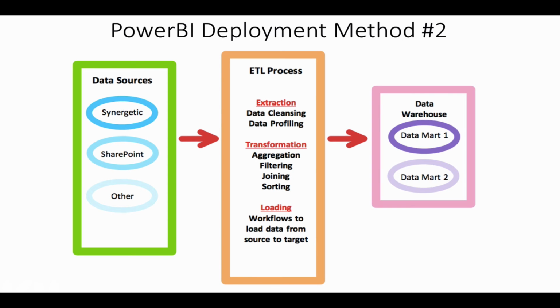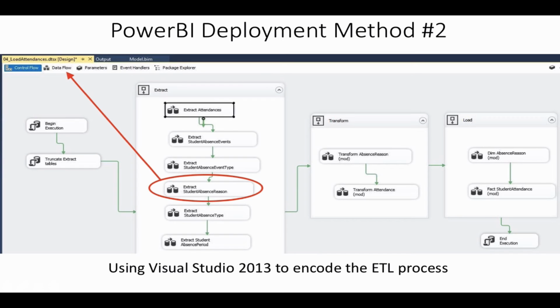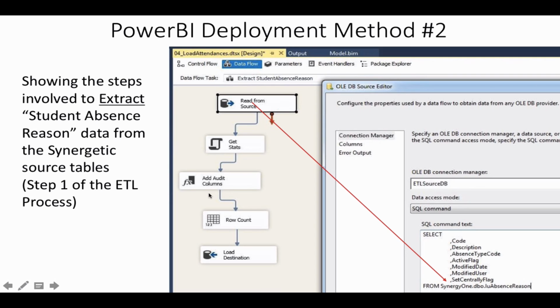So what does this look like in practice? Here we are using Visual Studio 2013 to essentially encode the ETL process, and you can see each of these tasks or like a little job that runs, and inside each one there are subtasks which do this. So here we are extracting the student absence reason from the production database. To narrow down on that, inside that we have essentially the flow here, which says read from the source, which is Synergy 1, DBO, and the table name there. So that is part of the extract process. So if you're familiar with Synergetic, that will make a lot of sense, but really any SQL table is what could be described here.